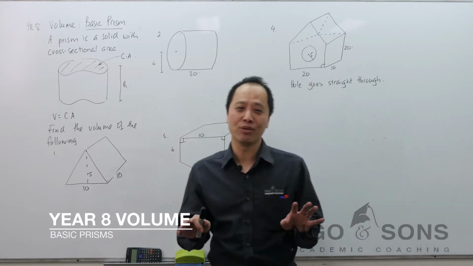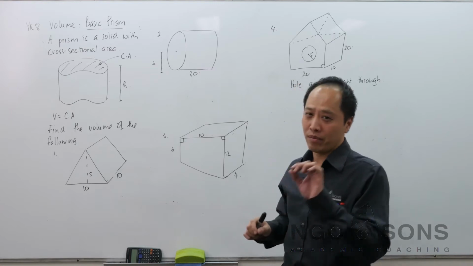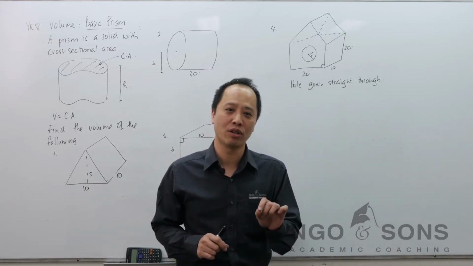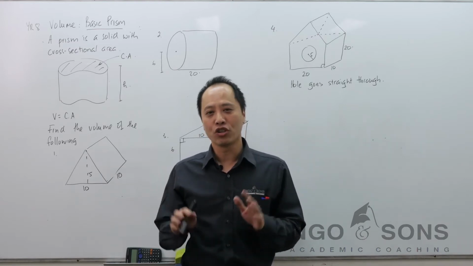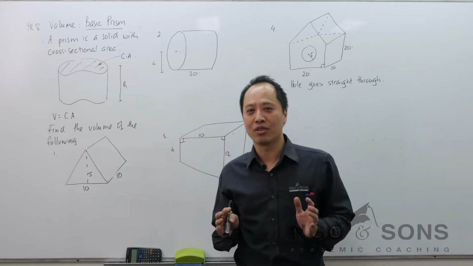So what we're going to do now is, we did areas last week, now we're going to do volumes, okay? This week I'm going to show you how to find the volume of prisms and I'm going to show you how to find the volumes of pyramids. So let's start with prisms first, okay? So what are prisms? That's the first thing I'm going to ask you.